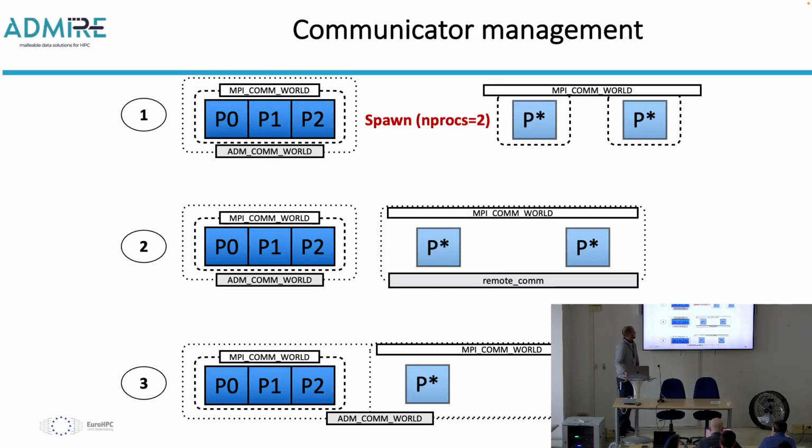In this slide and the next, we are going to see how we integrate the new processes in our FlexMPI world. Once we expand, for example, in this case, two processes, those two processes have their own MPI world. The second step is to create a group for the spawned processes and then merge the ADM comm world with the remote comm. Now we have a group that includes both the native and the dynamic processes.